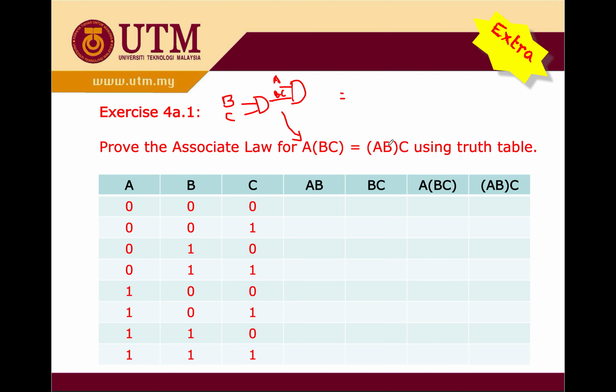And I also have this, which is I have A dot B, which is A and B, and then the output will be A dot B, and I have another AND gate. This one is C, so it will be A dot B, and then it's C. So it's represented like this. Whether it's similar or not, check the output here.